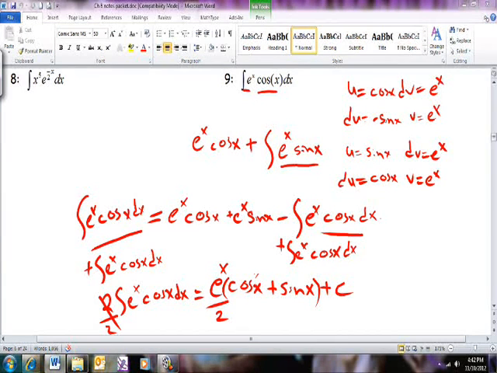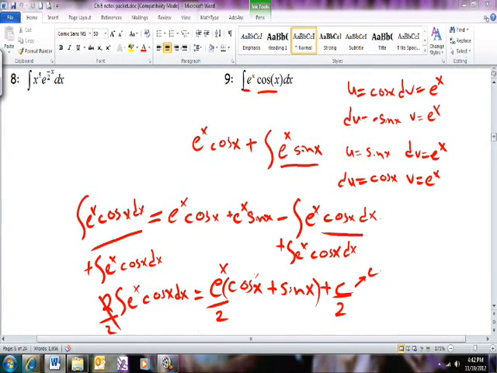And I've got my integral of e to the x cosine of x dx equals e to the x over 2 times cosine of x plus sine of x, or if you had the e to the x over here, you'd have to have it over 2 as well, plus c. Now, why didn't I divide the c by 2? Well, I could, but a constant divided by 2 is still just a constant. So, loops back on itself.